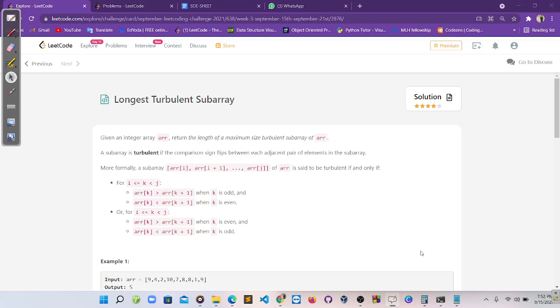Hello everyone. So my name is Leetcode and today we are here with a new problem, longest turbulent subarray. So the problem is we are given an array which contains only integers, and we have to give the maximum size of a subarray which follows a turbulent pattern.